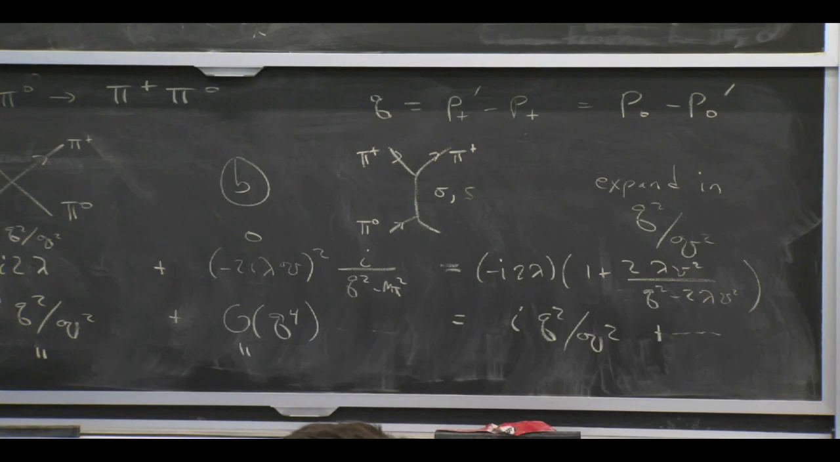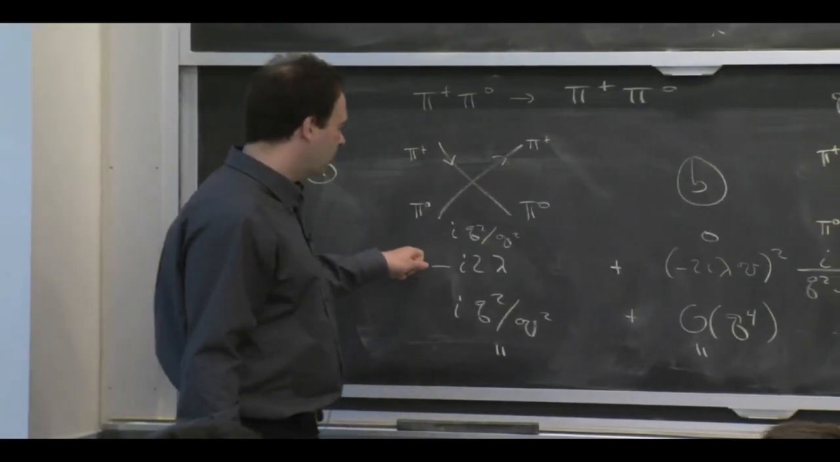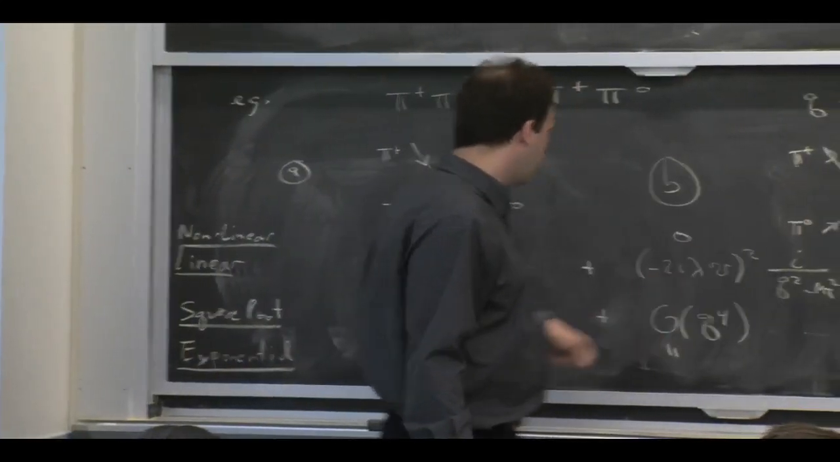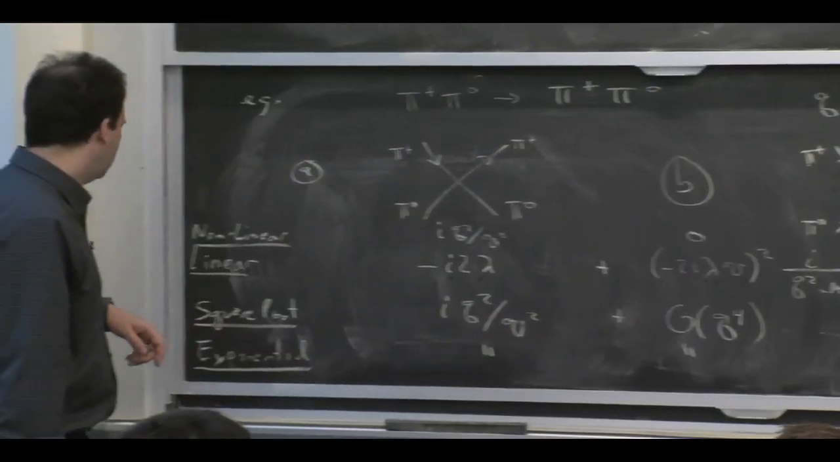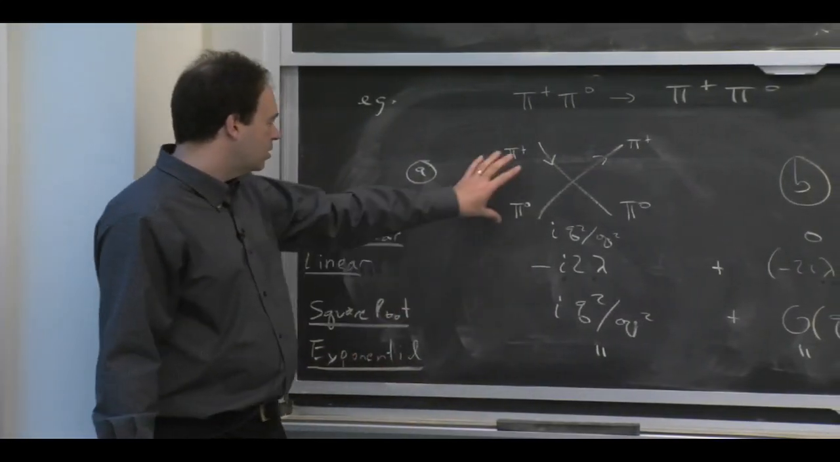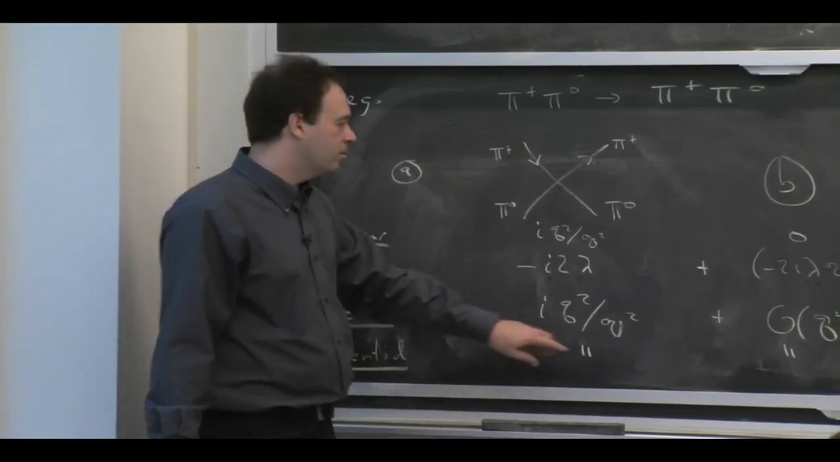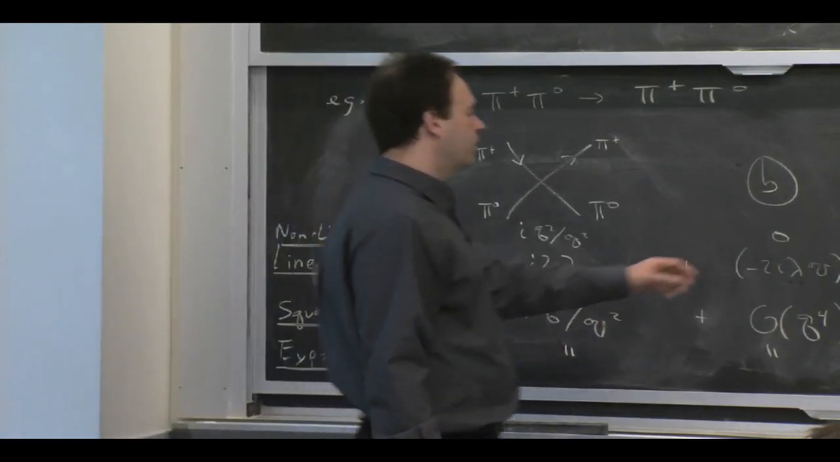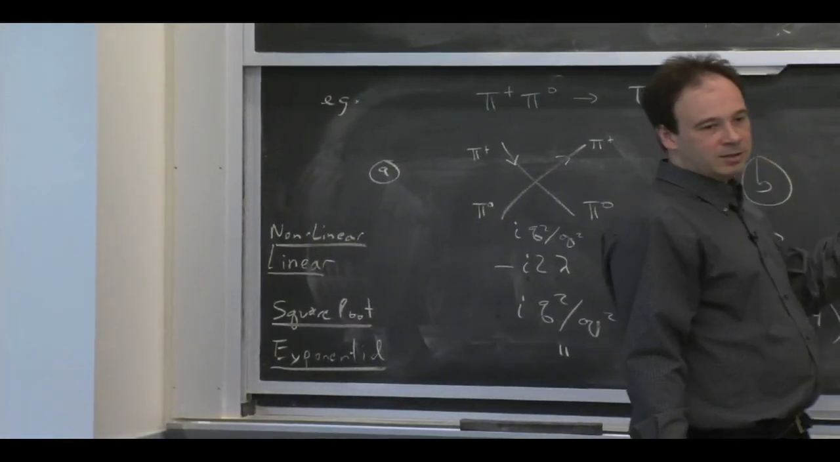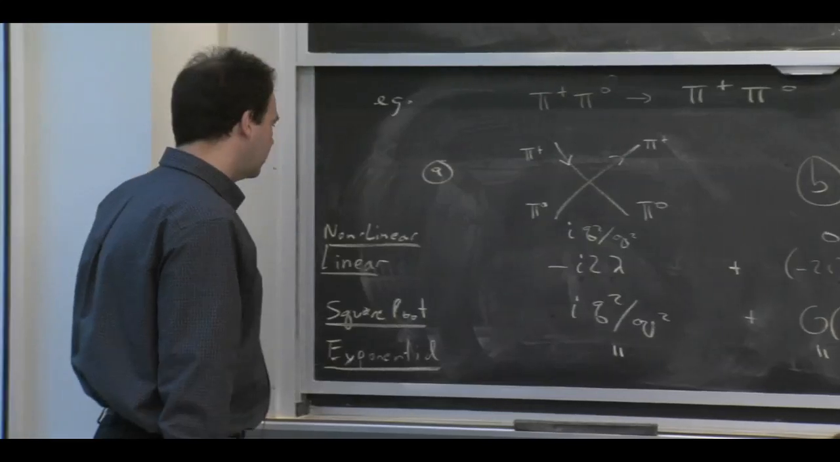The linear, the square root, and the exponential are just different versions of the same thing, and all that's changed by making the field redefinition is how I think about these two diagrams. In the linear, the leading order term is not coming from just this diagram, it's also coming from that diagram, and it's actually coming from a cancellation between those diagrams. In the square root and exponential representation, this diagram alone gives the leading order term, and this diagram gives higher order terms, which is kind of what you want if you want to think of these heavy particles as something that is giving higher order corrections.